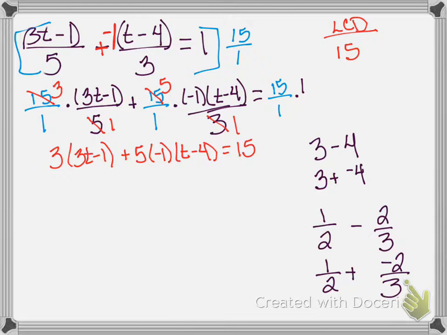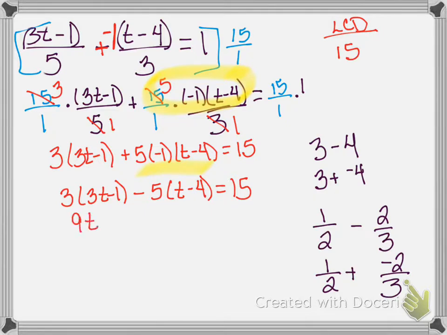Now, a lot of students, at this step, will go ahead and say 5 times negative 1. What's 5 times negative 1? Negative 5. A lot of students don't write this down, and that's okay, as long as you've got a negative 5. So then I have 3 times 3t minus 1 minus 5, or plus negative 5. You can do it however you want. So now I've got 9t minus 3, negative 5t plus 20.